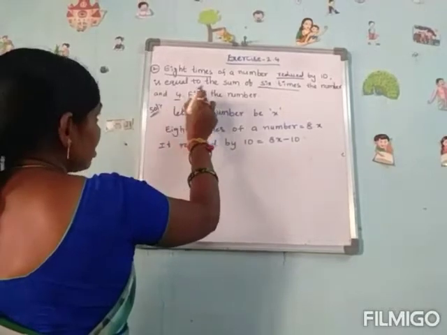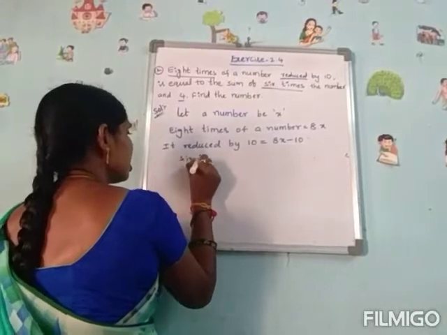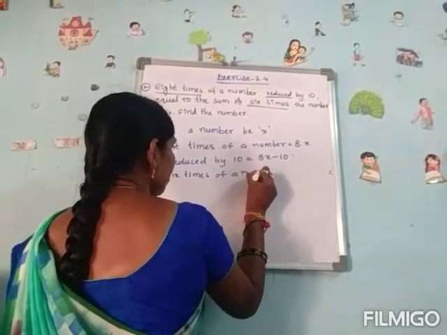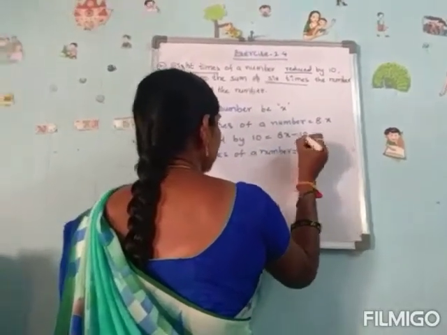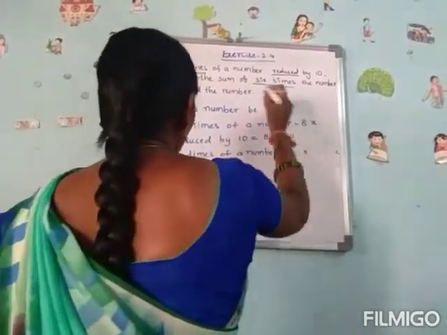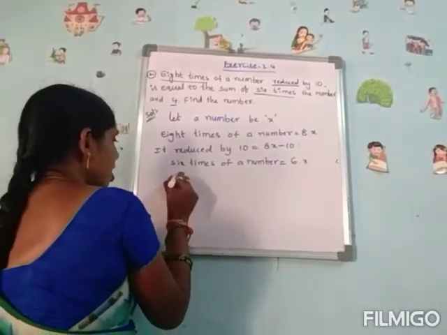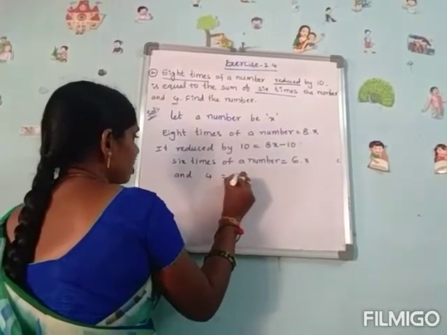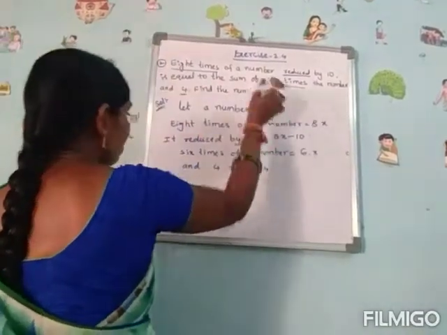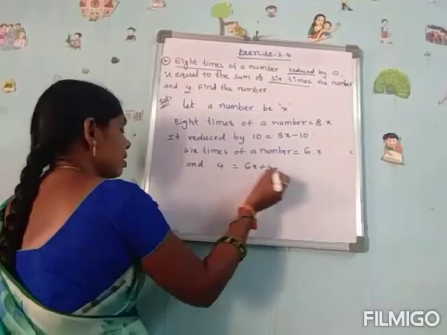Now it is equal to the sum of 6 times a number. What is 6 times a number? The number we have taken is x, so 6 into x. Now the sum of 6 times a number and 4 means 6x plus 4. Now these two are equal: 8x minus 10 equals 6x plus 4.